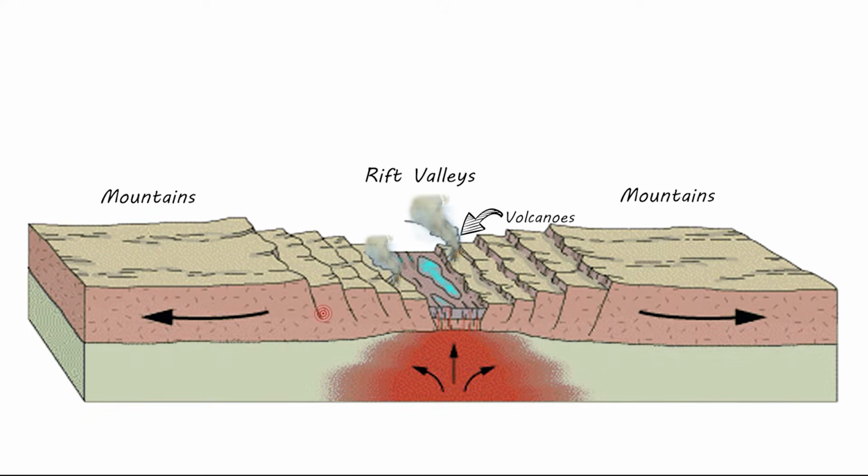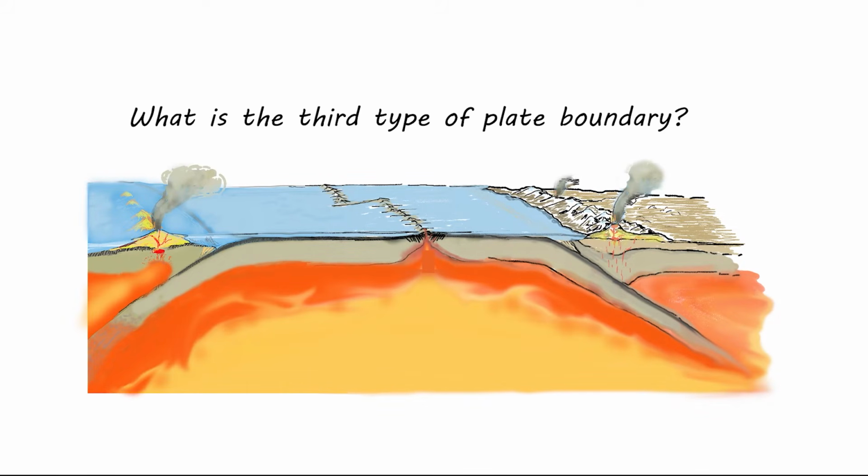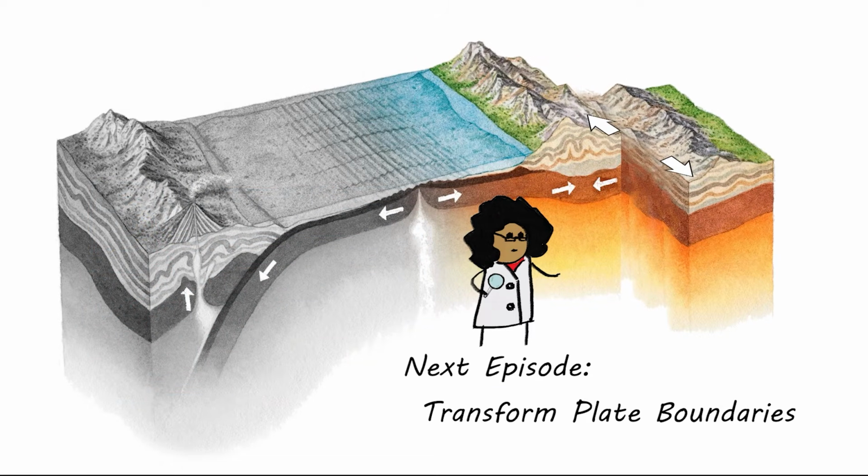Now we have discussed the two types of plate boundaries that tell us where oceanic plates are formed and where they are subducted. What do you think the third type of plate boundaries will be? You will find the answer in our next episode when we learn about transform plate boundaries.